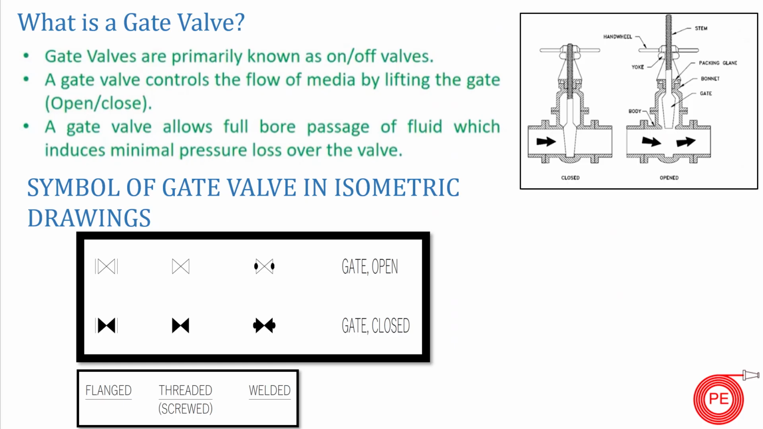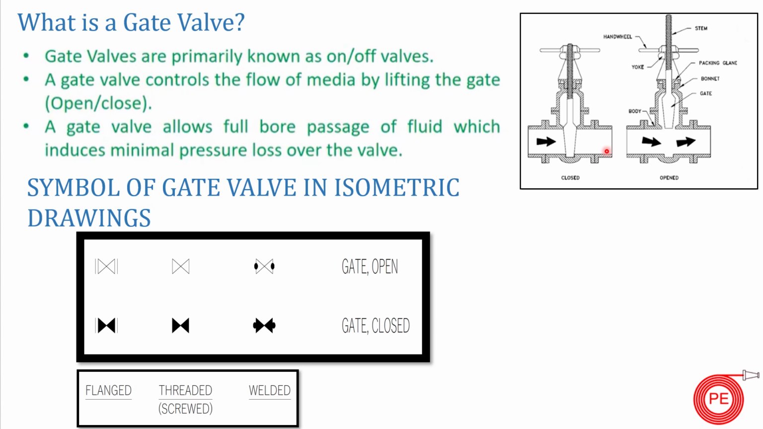So in today's first slide, guys, before starting, what is a gate valve? You all would have seen a gate valve in your day-to-day life, and in the plant. A gate valve is basically an isolation valve. This means its primary purpose is to either completely allow or completely stop the flow.